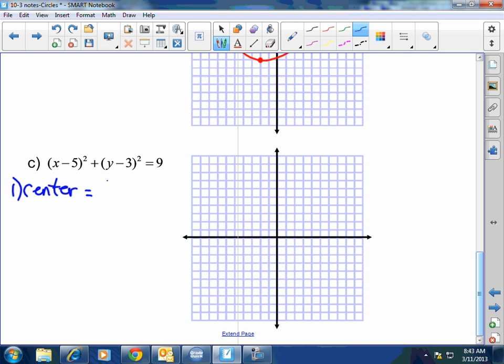So the center again equals (5, 3). From the center, what does that mean? How am I shifting this circle? To the right 5, up 3. Thank you, gentlemen. Awesome. What's my radius, gentlemen? 3. Done. So 1, 2, 3, 4, 5. 1, 2, 3. That's my center. Up 1, 2, 3. To the right 1, 2, 3. To the left 1, 2, 3. Down 1, 2, 3. Connect the dots. I don't know about a good circle, but it's decent.